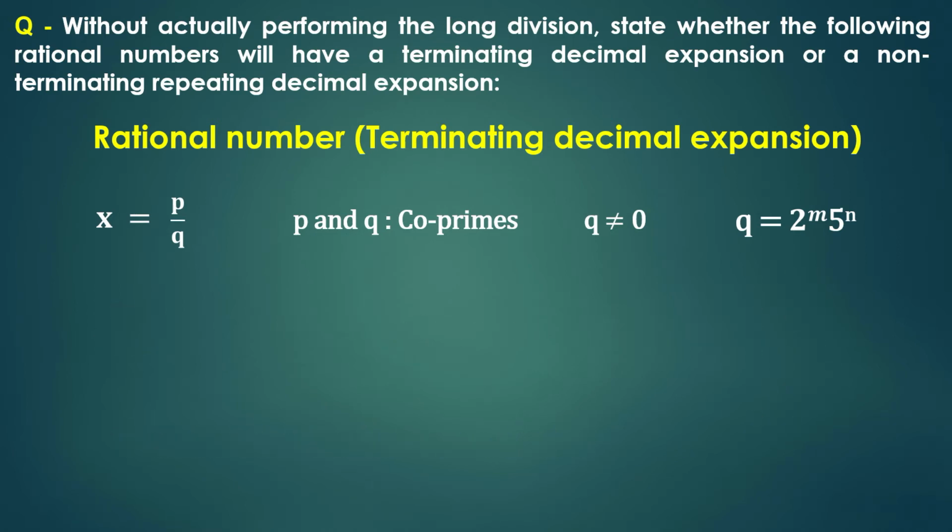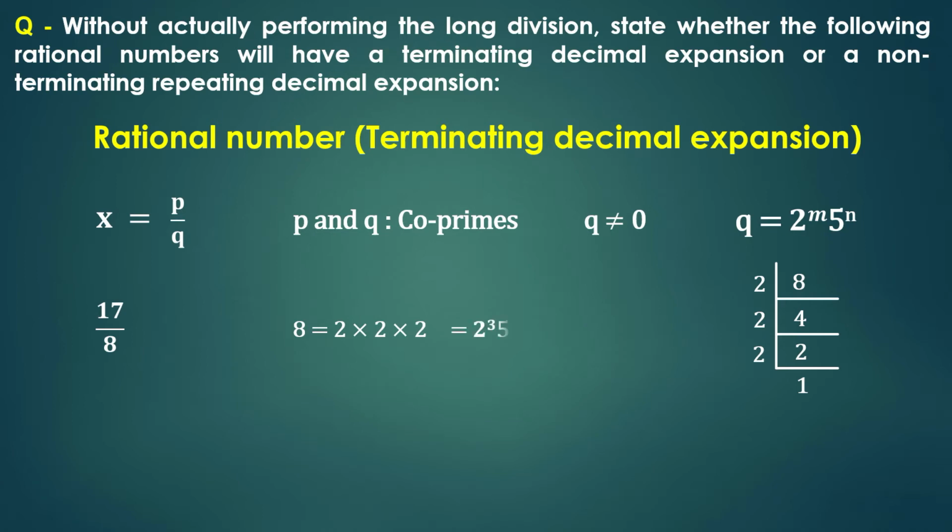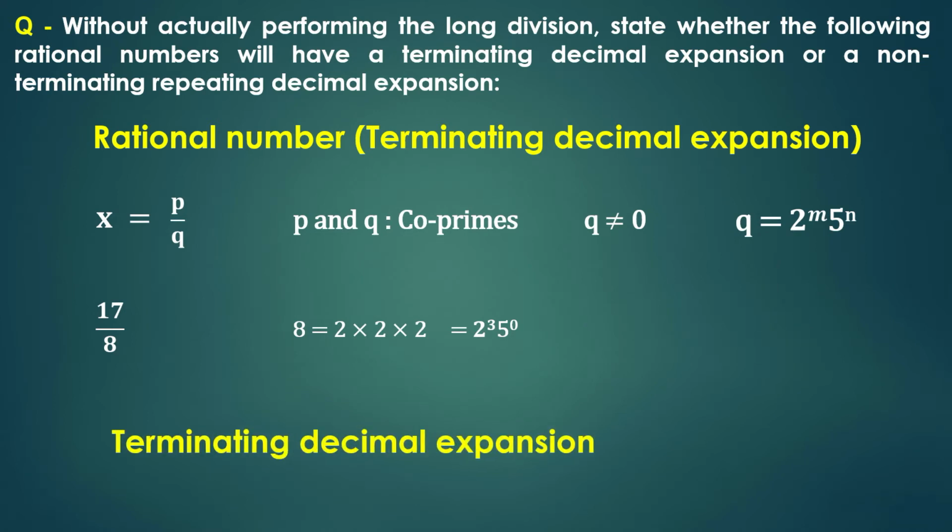Moving on to the next number, which is 17 by 8, the prime factorization of 8 is as follows. So we can write 8 as 2 into 2 into 2. As we saw in the last example, when a number is raised to the power 0, it is equal to 1. So 8 can be represented as 2 cubed into 5 to the power 0. Again, we can see that this number is in the form 2 to the power m into 5 to the power n, which means 17 by 8 is a terminating decimal expansion.